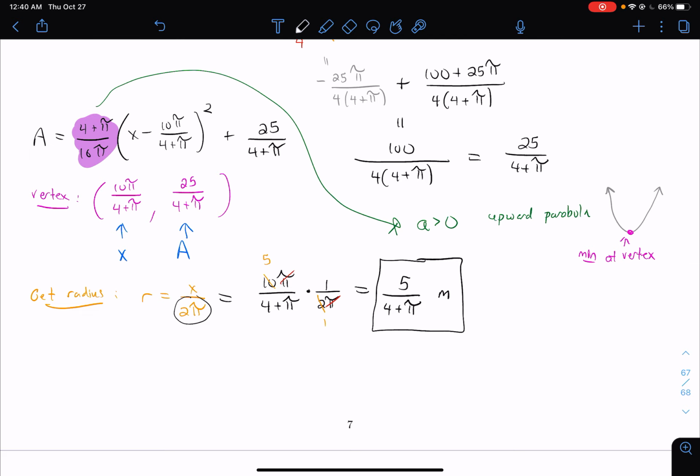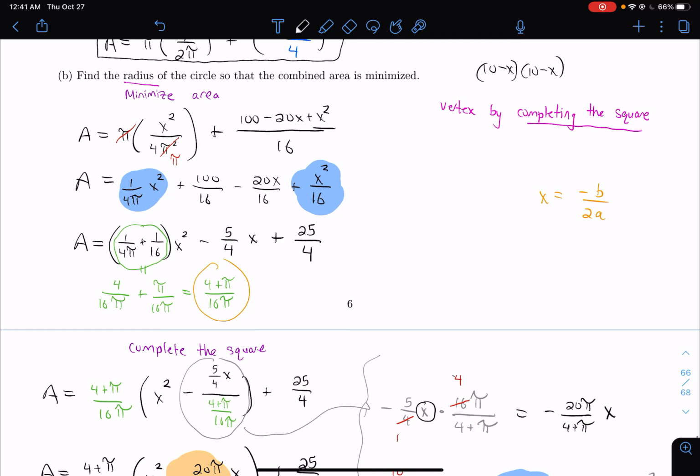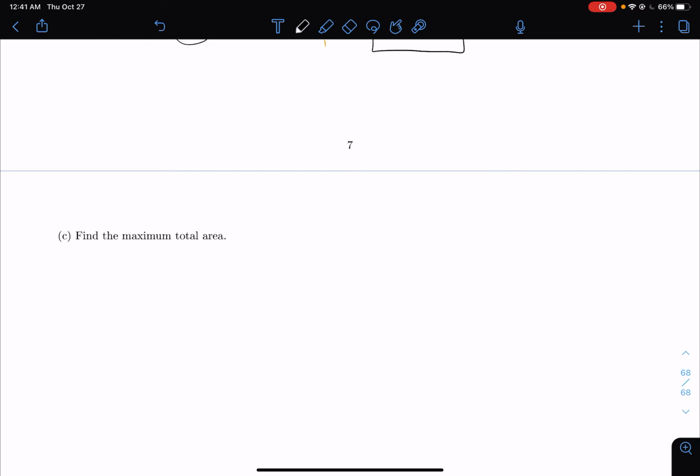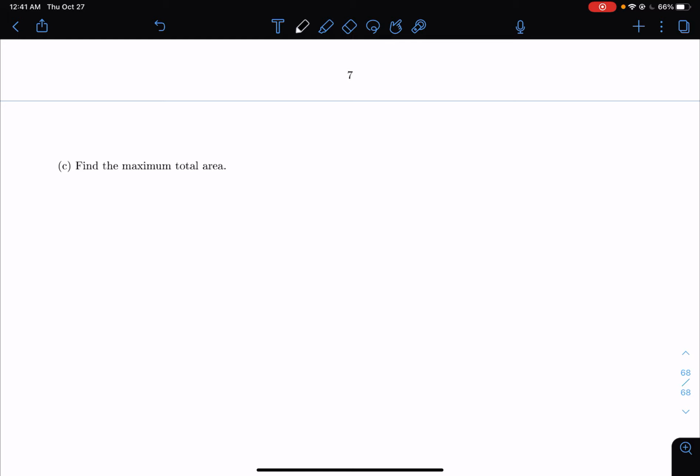Okay, so this was a long problem. We just finished part B. There's another part to this question. What if I want to get the max total area? We just got the minimum. What if I want to get the max? This one's weird because we have an upward parabola, since the leading coefficient is positive. So if I draw a picture and put some axes on this.